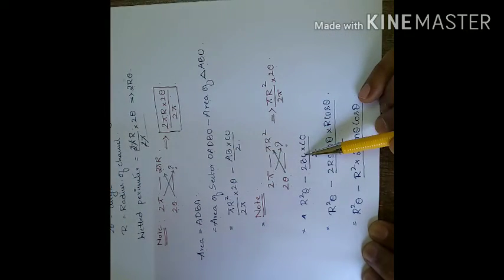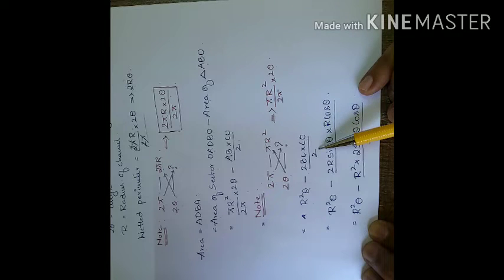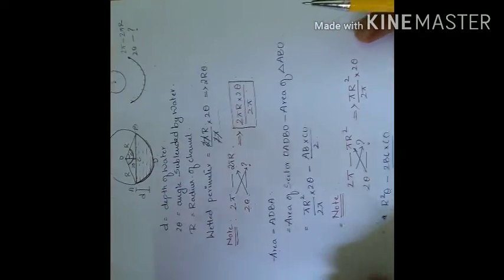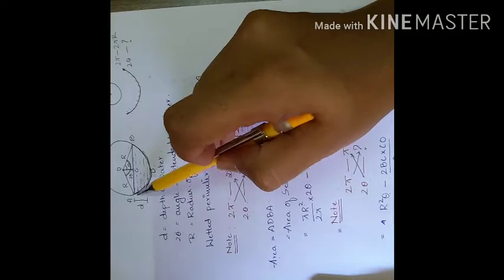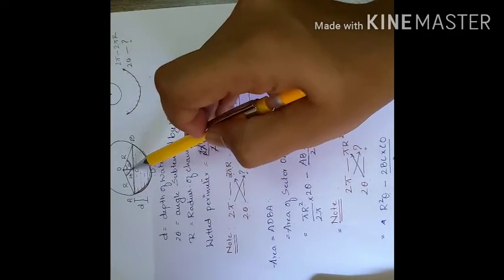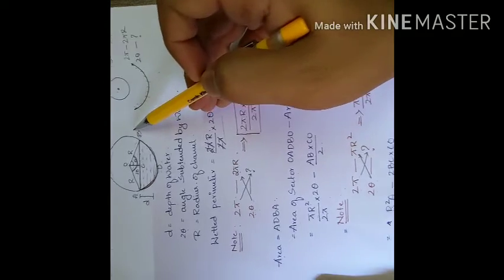So I have written 2 times BC into CO. CO is the height divided by 2. Now, how to calculate BC and CO? So carefully, when we see in the diagram here, we have AB. I can write it as AC plus CB or 2 times AC. Both are the same. It is equivalent.